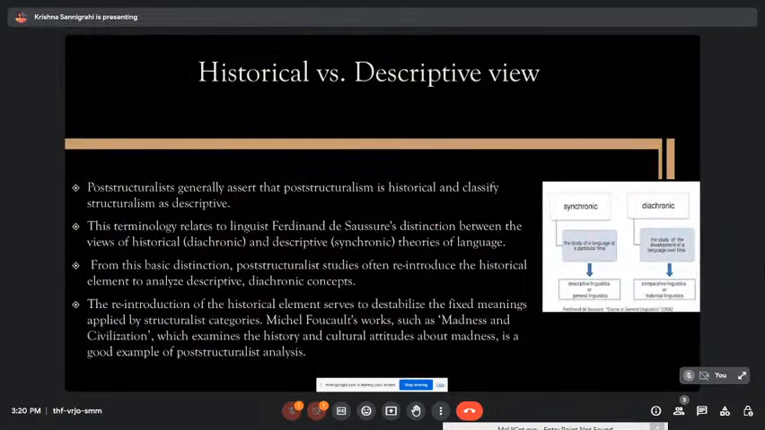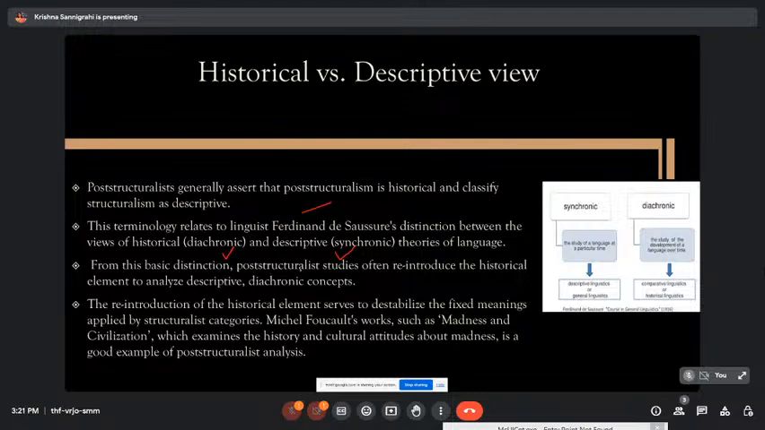Now, you can see a diagram before you related to synchronic and diachronic study. Post-structuralists generally assert that post-structuralism is historical and classify structuralism as descriptive. Now this terminology relates to linguist Ferdinand de Saussure's distinction between views of historical, that is diachronic, and descriptive, that is synchronic, theories of language. So what do we mean by this? Let us try and understand.